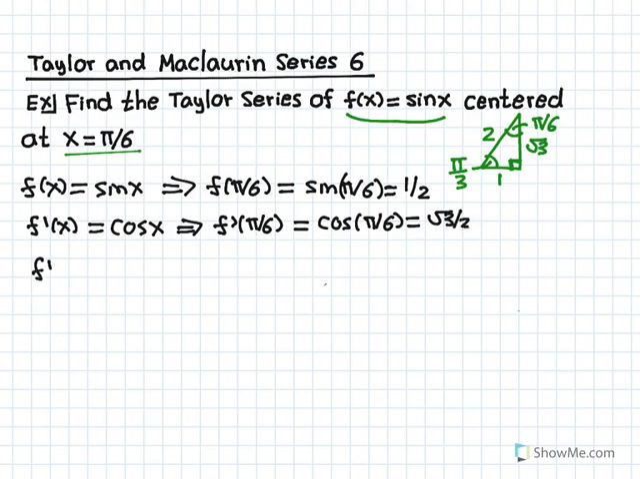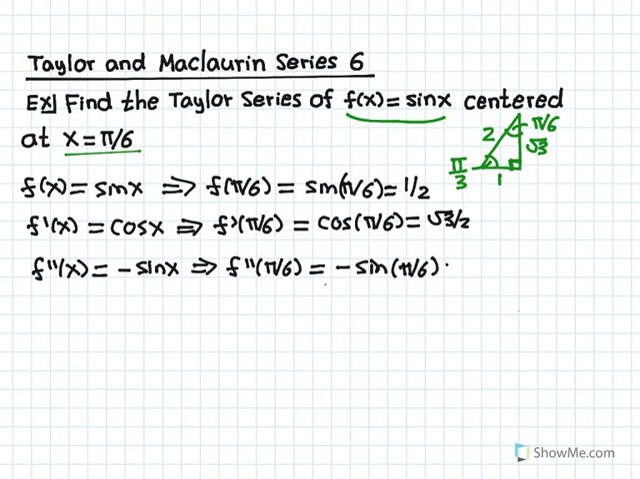Now f double prime of x, let's differentiate cosine x. We get minus sine x. Plug in x equals pi over 6, and we get f double prime of pi over 6 is equal to minus sine of pi over 6. And we know sine of pi over 6 is just 1/2, so we get negative 1/2.